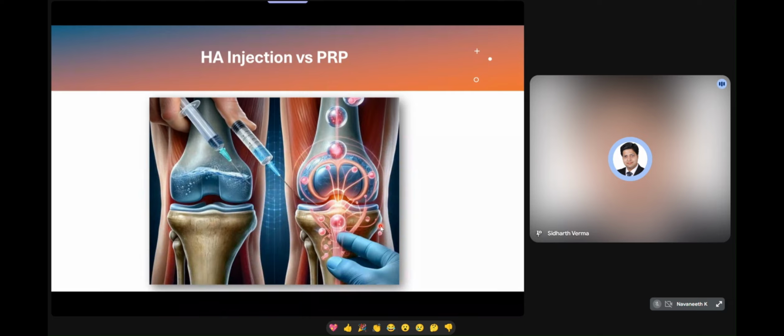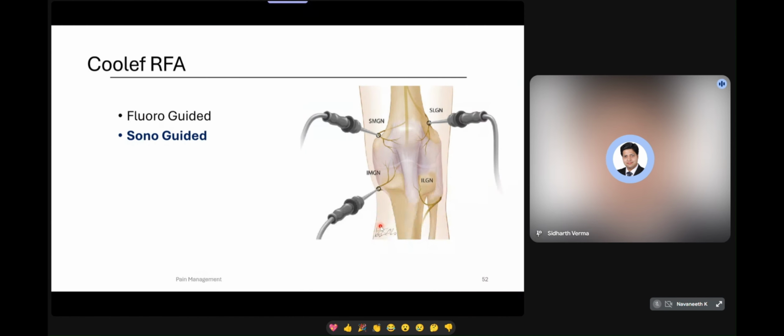You can also use hyaluronic acid injections, and nowadays we have very good products which have both things. That is, in the same knee, you can put in the same syringe the hyaluronic acid, and you can add the PRP and inject it in the knee joint, which will give good results.